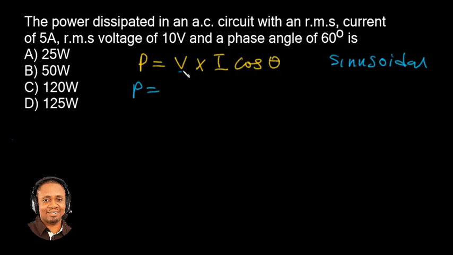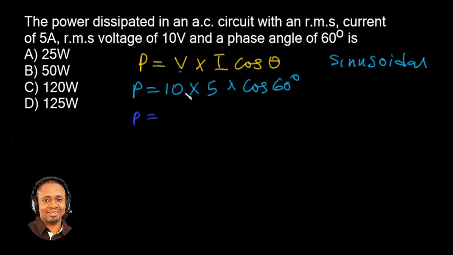So we're going to input the values. The volt as given in the question is 10 volts, times the current, which is given as 5 amps, then times the cos theta, where theta is given as 60 degrees. Okay, good. So we simplify further.